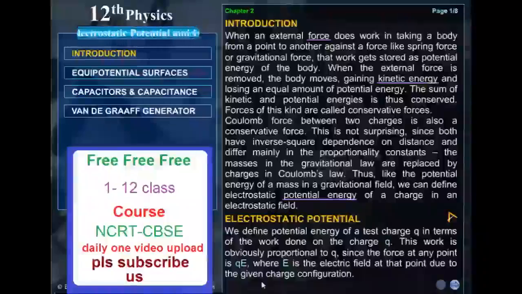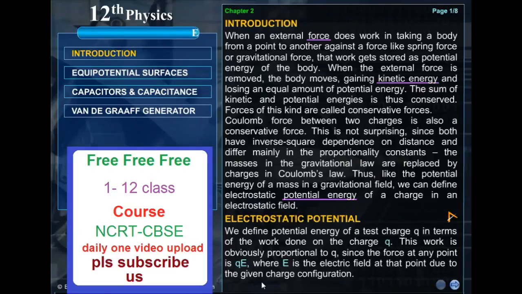Body from a point to another against a force like spring force or gravitational force, that work gets stored as potential energy of the body. When the external force is removed, the body moves, gaining kinetic energy and losing an equal amount of potential energy. The sum of kinetic and potential energies is thus conserved. Forces of this kind are called conservative forces.